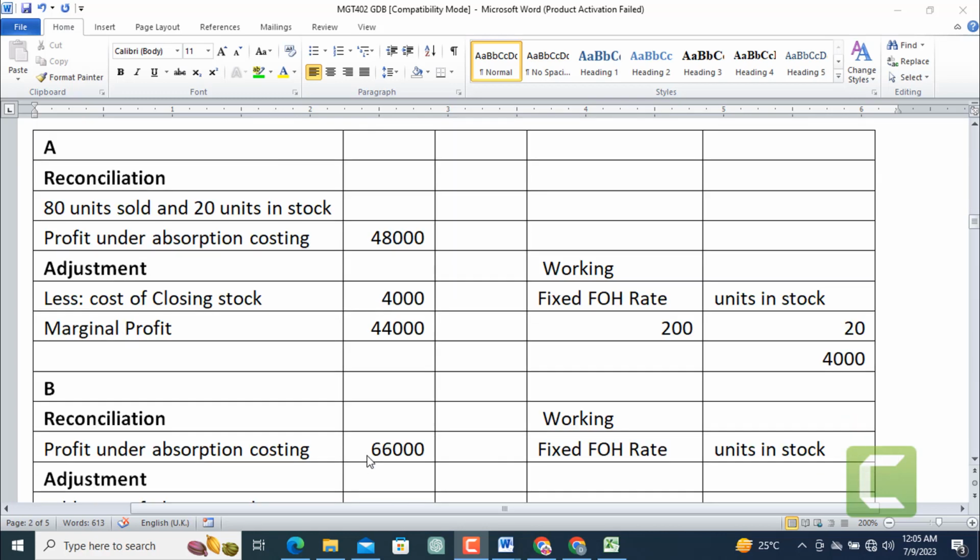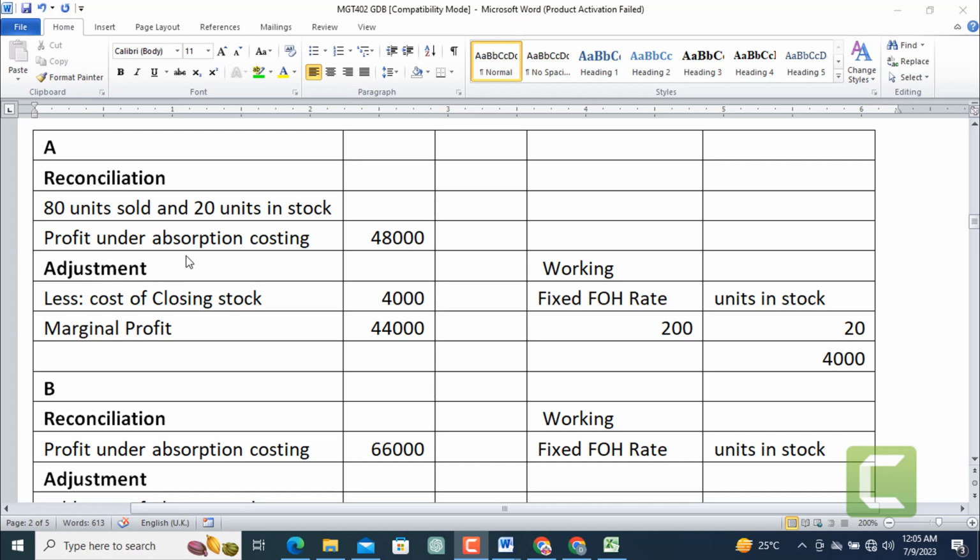Here is part A. Now we are going to make the reconciliation. Reconciliation means we are going to start with the profit earned under absorption costing, and then finally we will reach the profit earned under the marginal costing approach. So under absorption costing, the profit is 48,000. Now we are going to make an adjustment.